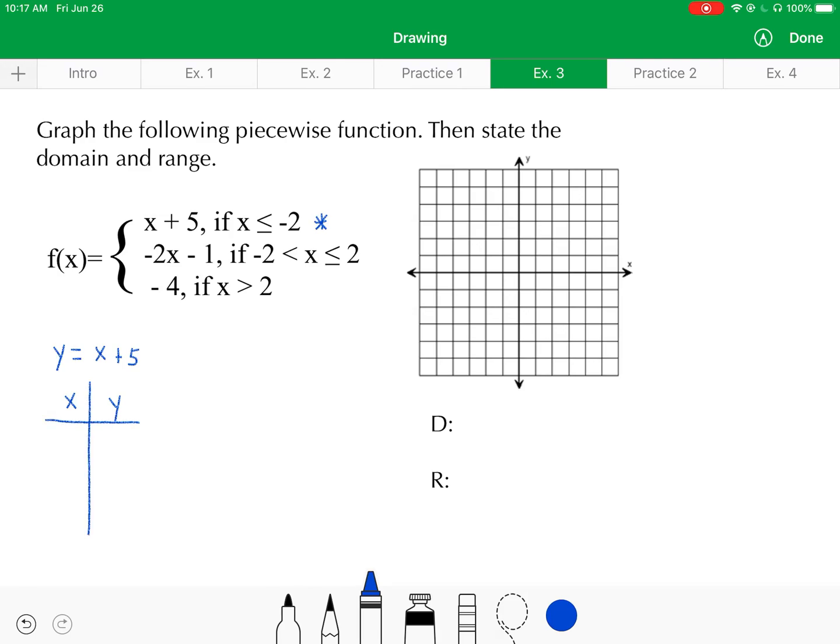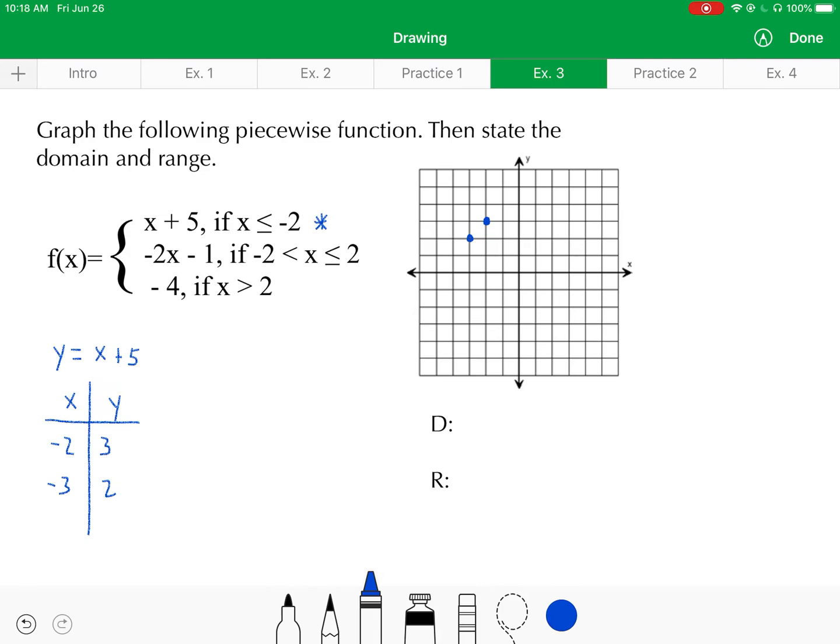And I'm going to plug that value of -2 in for x first. -2 plus 5 gives me a y value of 3, and I'm going to plot that point as a solid point. Okay. Then I'm going to pick another number for x that's smaller than -2. So next I would pick -3. -3 plus 5 gives me 2. It's this point right here.